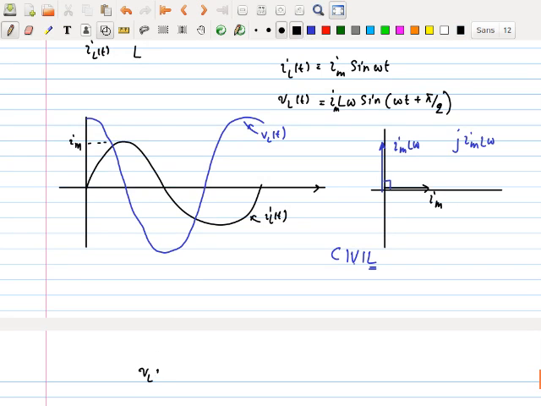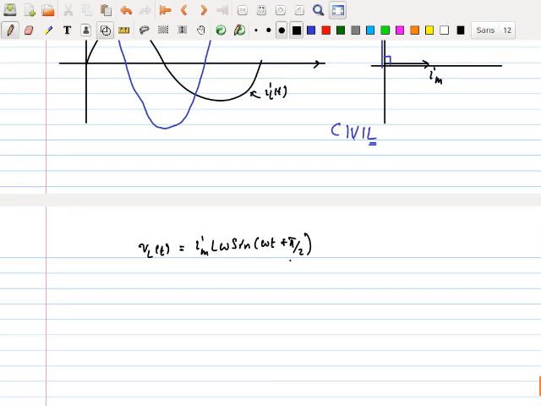I have VL of t equal to Im L omega times sine of omega t plus 90. Now if I consider this 90, I would have to put a j times L omega in here, and then I have Im times sine omega t, which would have given me simply IL of t, right? VL of t.